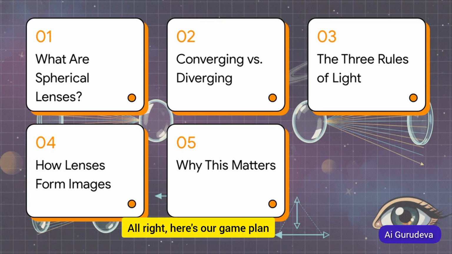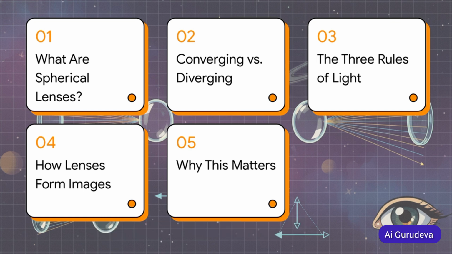All right, here's our game plan. We'll start with what these things even are. Then we'll meet the two main players, converging and diverging lenses. We'll get the three simple rules that light follows, see them in action, forming images, and then wrap it all up with why any of this matters.